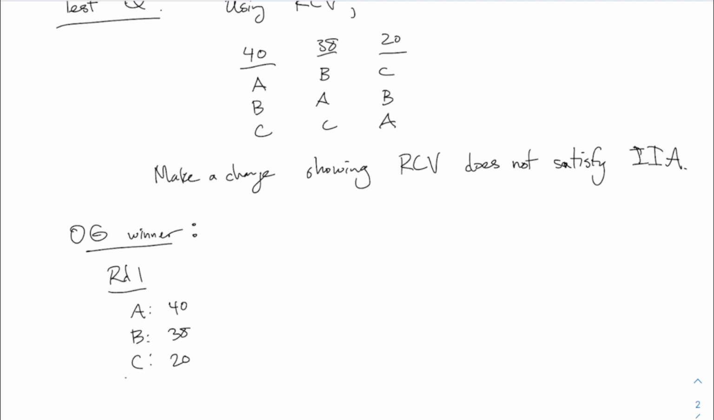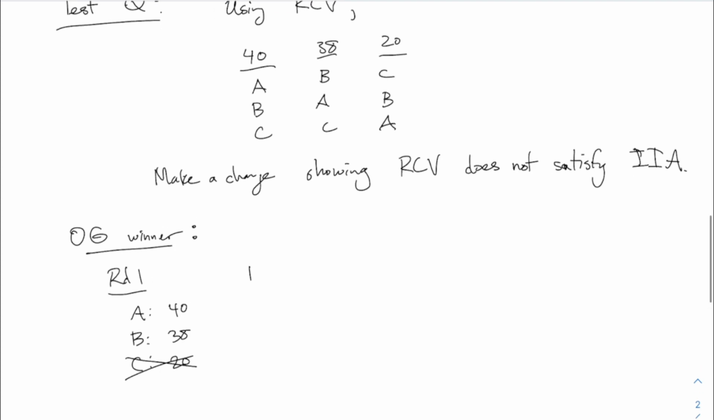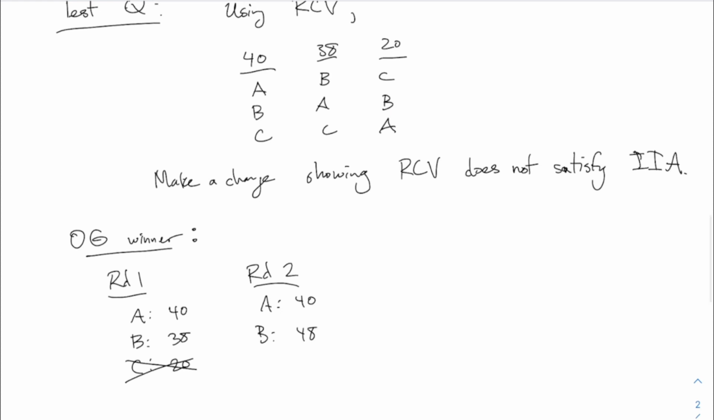I hope you remember how to do ranked choice. And then in round two, how do the votes go? Just A and B. A has 40 from before, B has 38. These 20, which used to be for C, now go to B after C is eliminated. So A has 40 and B has 38 plus 20, which is 48. And so B wins.